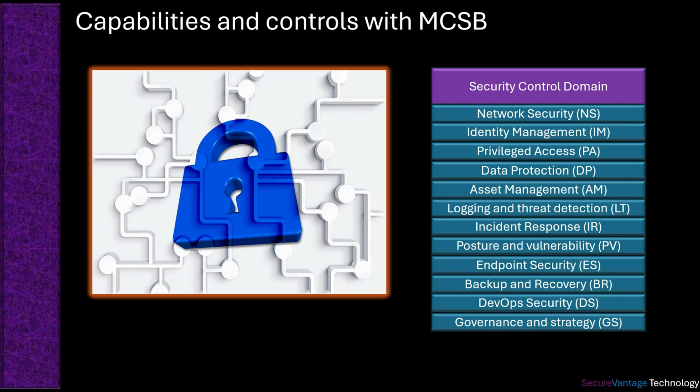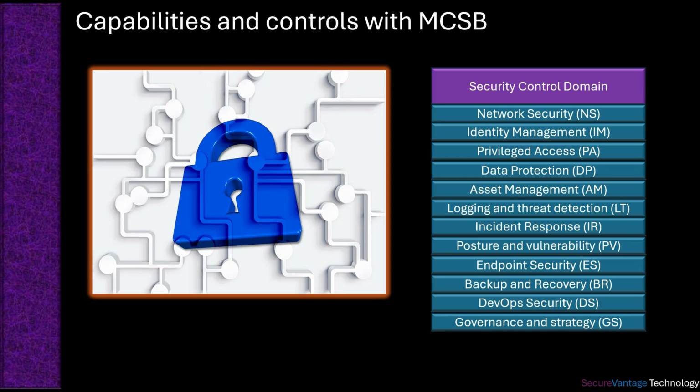Just like MCRA, capabilities in MCSB refer to broad security functionalities necessary to protect cloud environments. These capabilities encompass a range of activities and technologies designed to prevent, detect, respond to, and recover from security incidents. Controls in MCSB are specific measures and practices implemented to achieve the desired security capabilities. They provide the detailed steps needed to ensure that security capabilities are effectively enforced. Controls are mapped to various security domains.